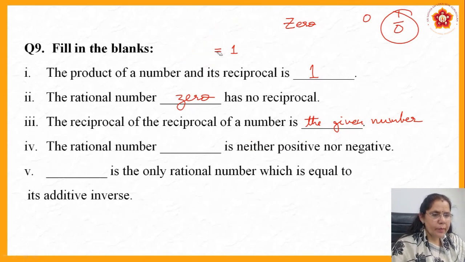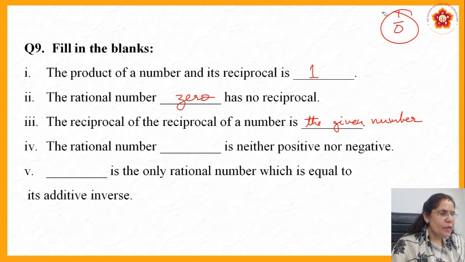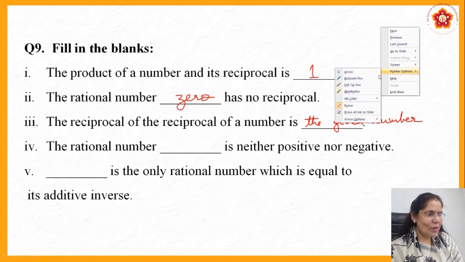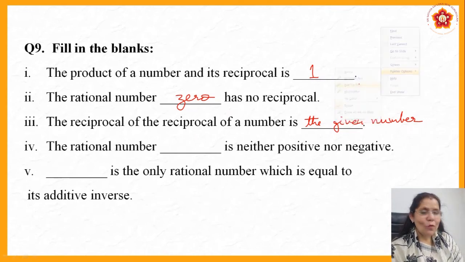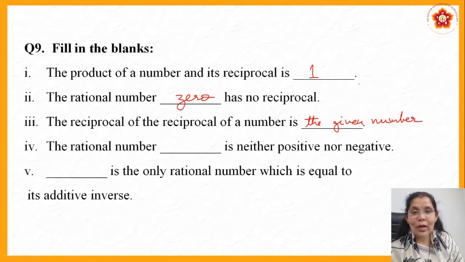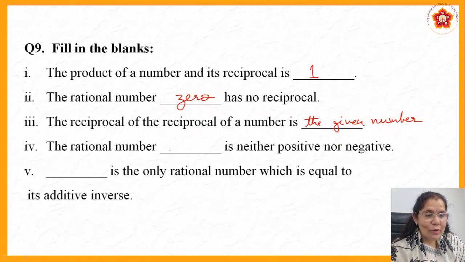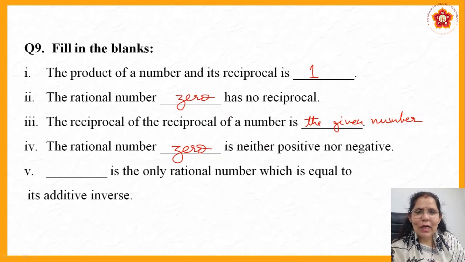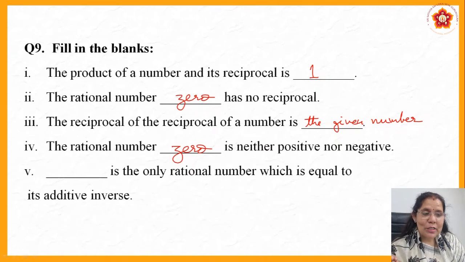In the fourth part, the rational number dash is neither positive nor negative. It's quite easy. Which rational number is neither positive nor negative? There is only one number, that is 0. We will not say plus 0 or minus 0. For any other number, 1 plus 1 minus 1, any other number, the negative will exist. But 0 is the only rational number which is neither positive nor negative.